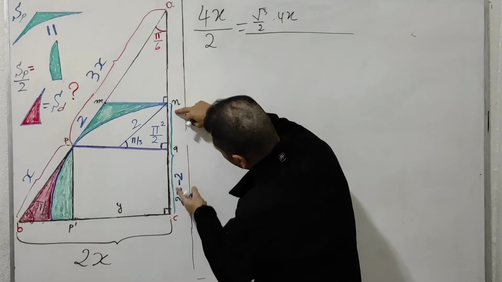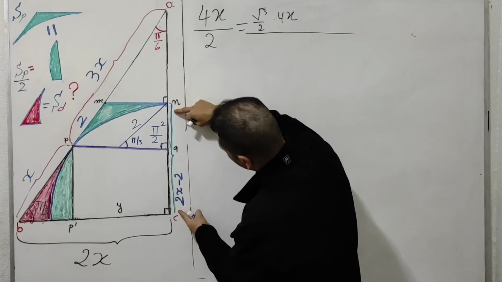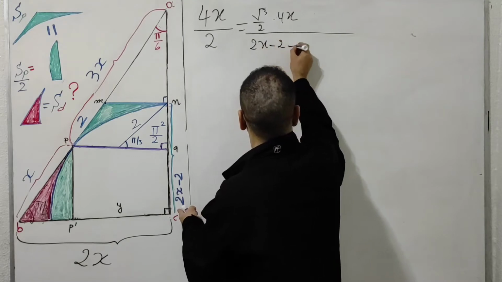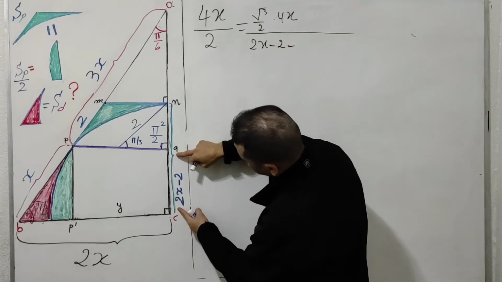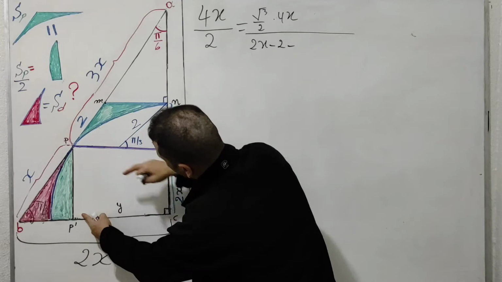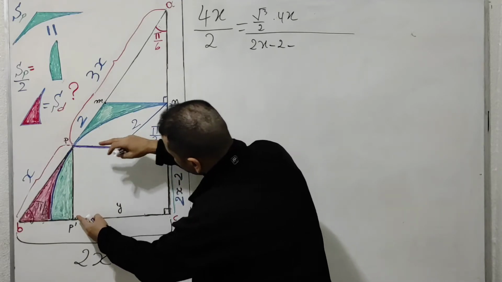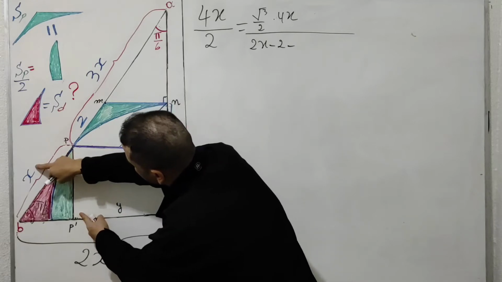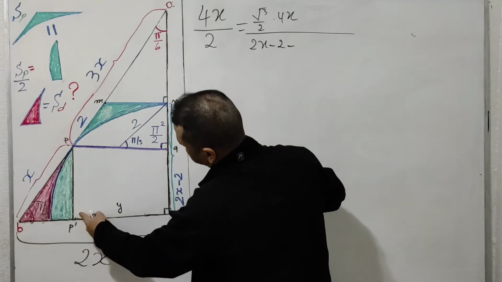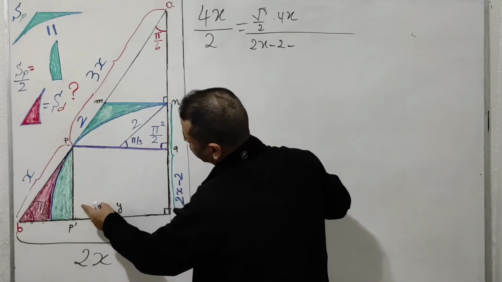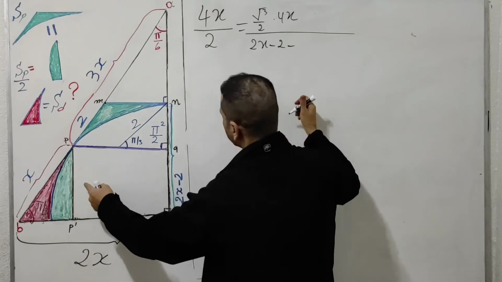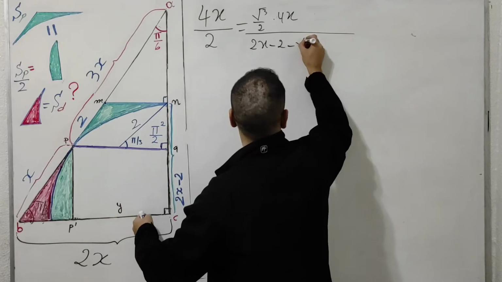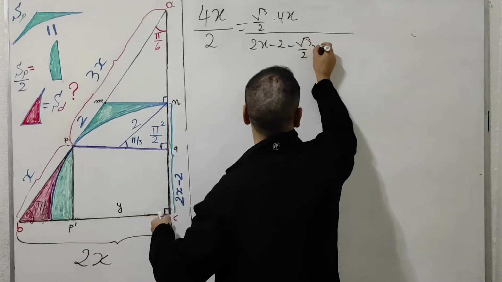This distance equals the radius of the circle, which is 2x minus 2, minus this distance. This distance equals this distance because we have a rectangle here, and this distance equals sine pi over 3 multiplied by x. Sine pi over 3 is square root of 3 over 2, okay? So that means minus square root of 3 over 2 x.